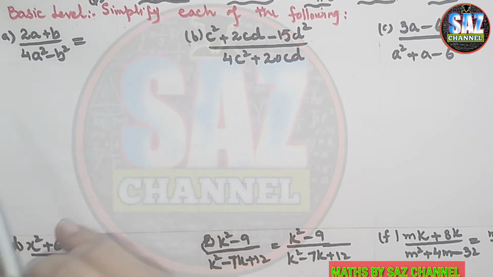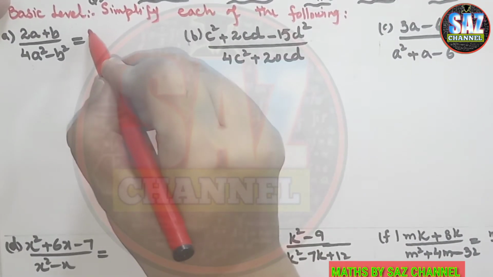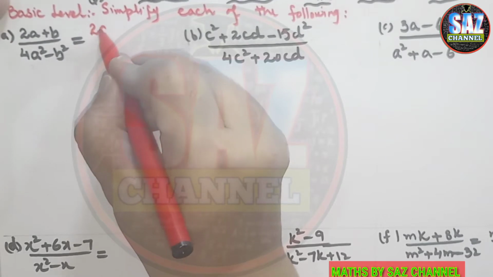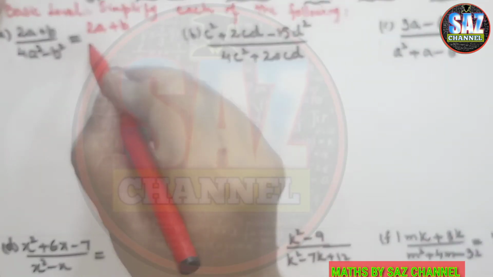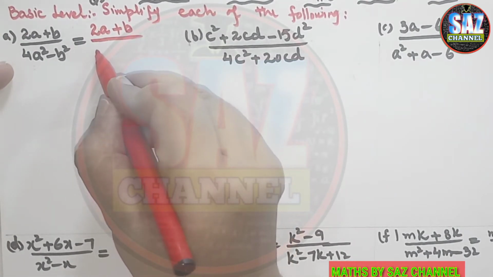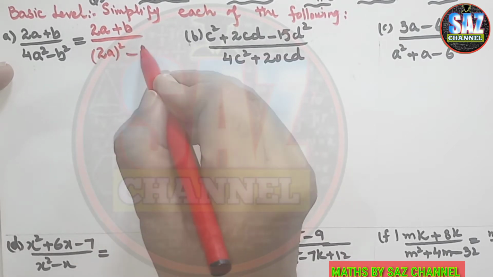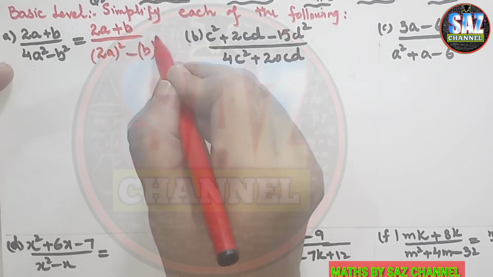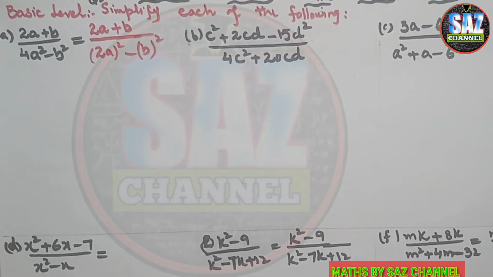Now what we have to do, first of all, we have to express the denominator in the form of the identity. I'll write the numerator as it is, and then I have to think about the number whose square is 4: (2a)² − b². Now my denominator has been expressed in the form of the identity a² − b².